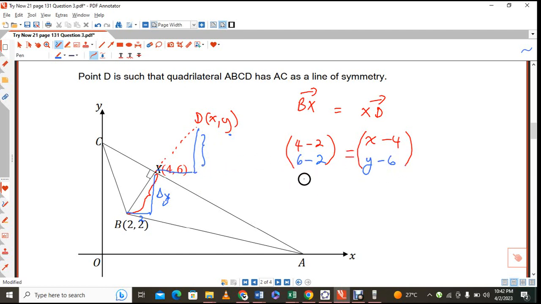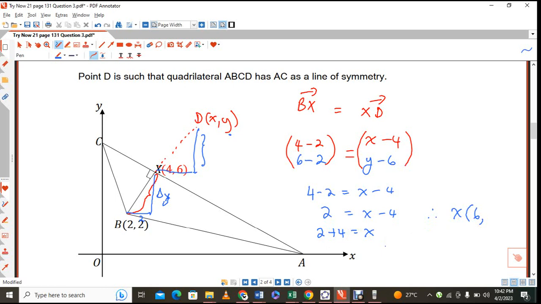Well, we can simplify this now. So that's 4 minus 2 equals x minus 4. Well, that's 2 equals x minus 4. Well, 2 plus 4 is equal to x. Therefore, the x value is nothing but 6.